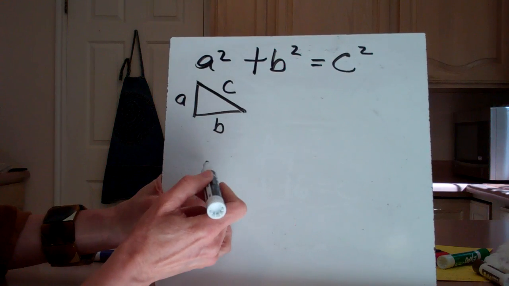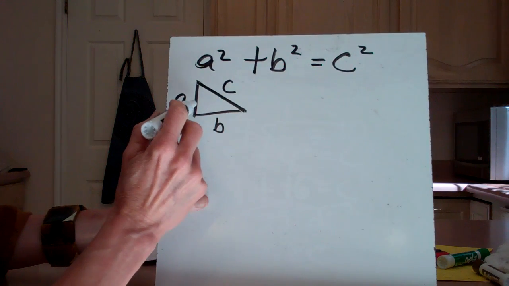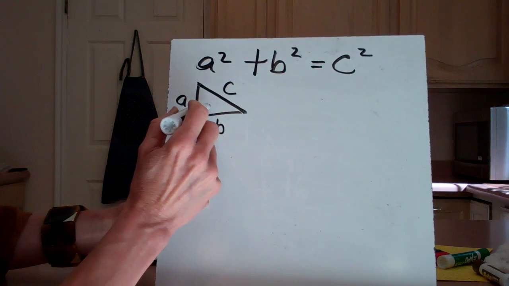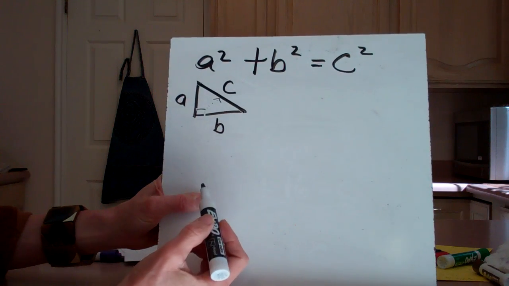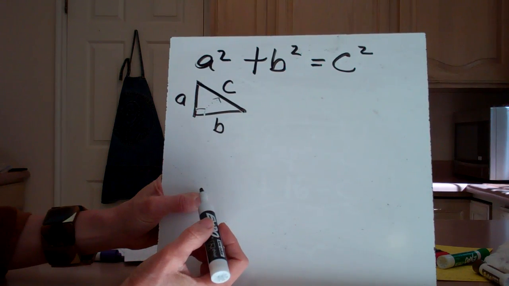The hypotenuse is always the longest side of a right triangle. Sometimes it's hard to tell, so you know that the hypotenuse is always directly across from the right angle. The hypotenuse is always c.